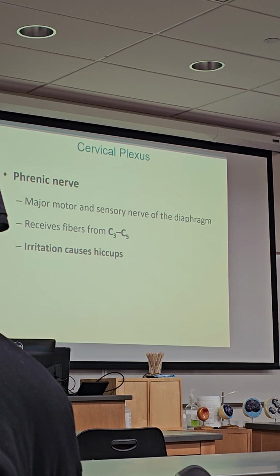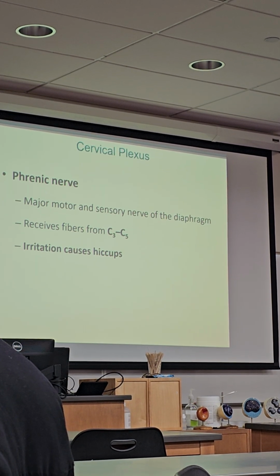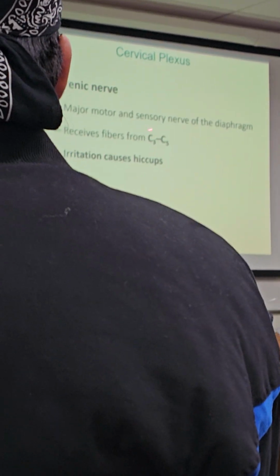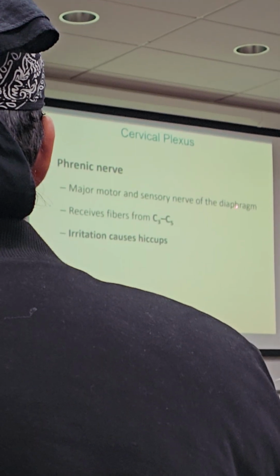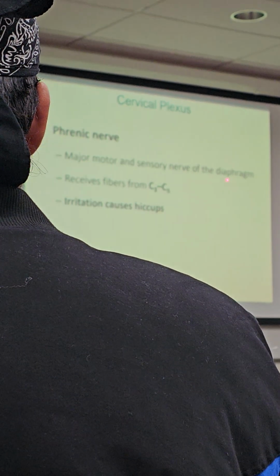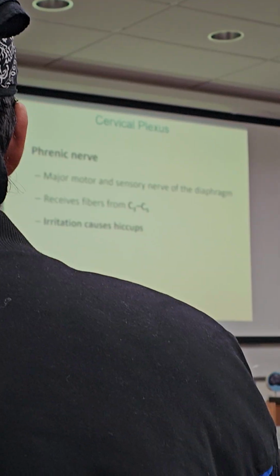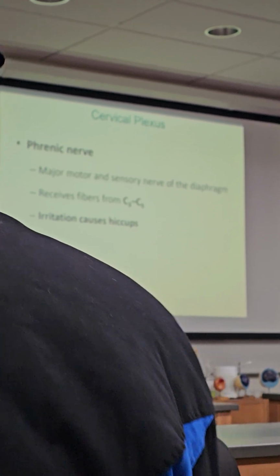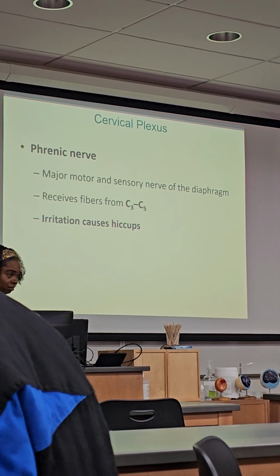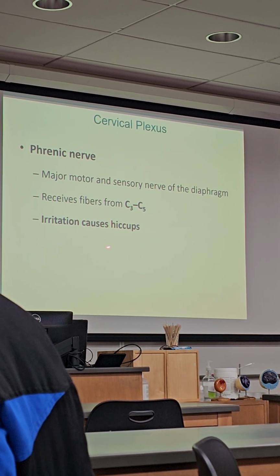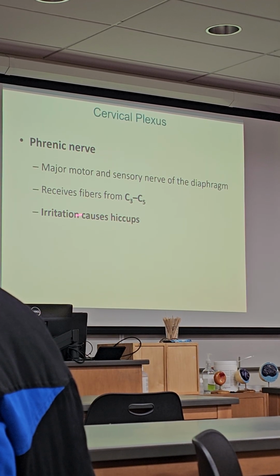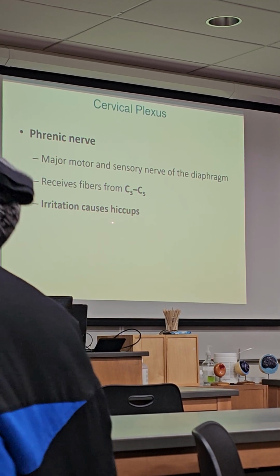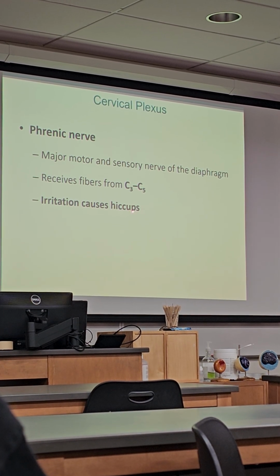Okay, the major nerve is the phrenic nerve. Major motor and sensory, because it controls the diaphragm. If you have any damage to the phrenic nerve, you will not be able to breathe. So that should be on your list. For phrenic nerve, what function will be lost if affected? No breathing, which is straight death. Also, any irritation to the phrenic nerve, not damage, but just irritation, causes hiccups. Okay?